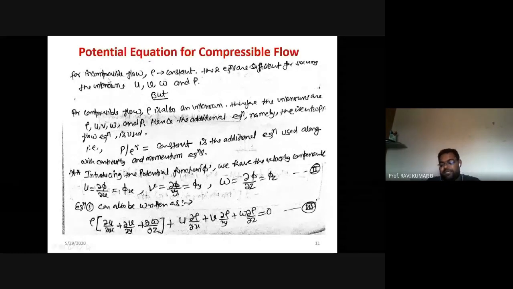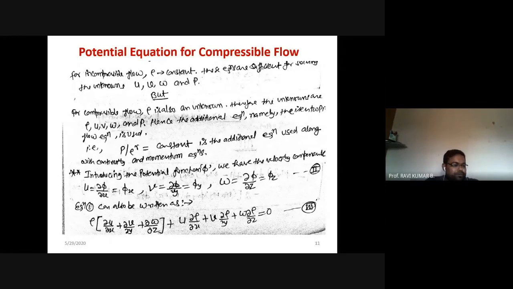But we are dealing with compressible flows. In compressible flow, density cannot be treated as constant, so density is also unknown. That means now we have a total of five unknown parameters. So in order to solve five unknown parameters, four equations will not be sufficient. So we need one extra equation from the equation of state. This is the equation of state for isentropic flow, that is P v^γ is equal to constant.